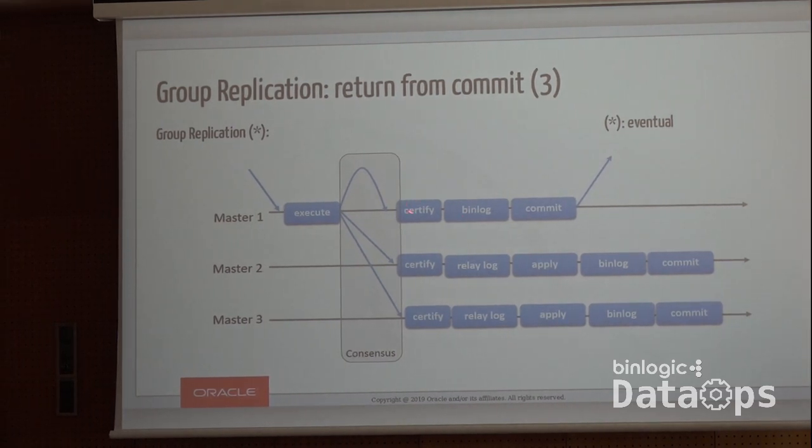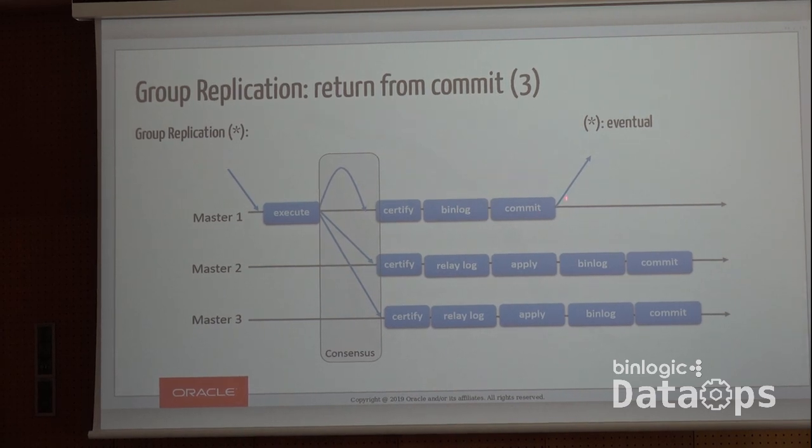When certification passes, it goes in the binlog, and then it returns from commit. And you see there is no communication between the nodes anymore, just here. Then here we certify, it goes in the relay log, we apply the change, it goes in the binlog, we commit. So this is the return of commit when we use EVENTUAL.